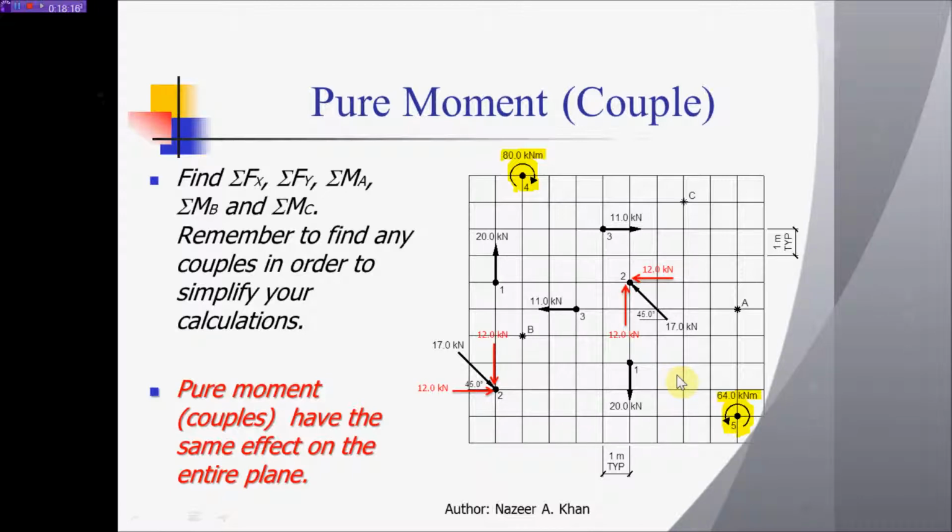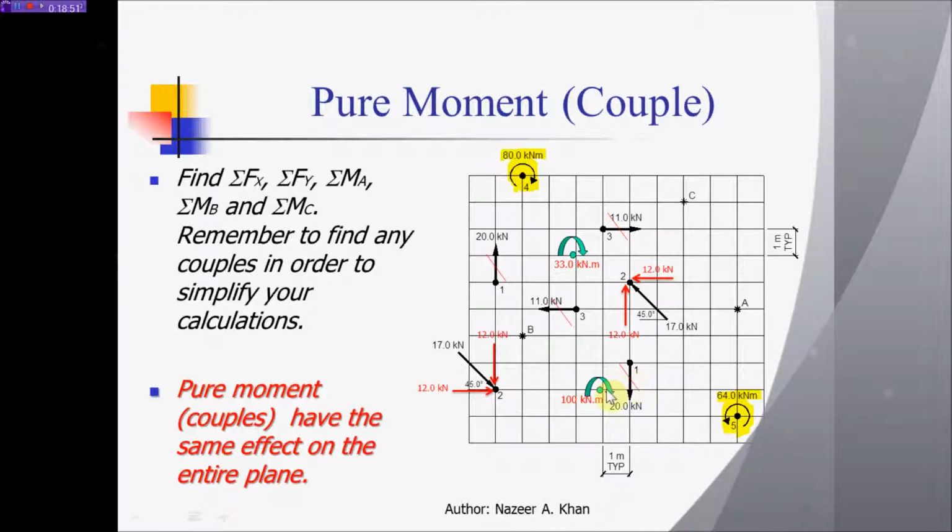Let's go and do some calculations now. We're going to use this moment and this moment. I'm going to take the magnitude times 1, 2, 3. 11 times 3 is 33. I'm going to take the head to tail direction. It seems to be going in the clockwise direction. I'm going to put that moment here. I could put it anywhere on this plane, but I'm going to put it close to the couple that actually created that moment. Okay, let's go and do another one.